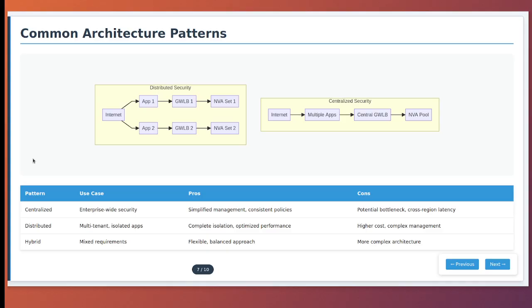The centralized security pattern is probably the most popular. In this architecture, you deploy all your NVAs in a dedicated security virtual network or subscription. Your gateway load balancer lives here too.